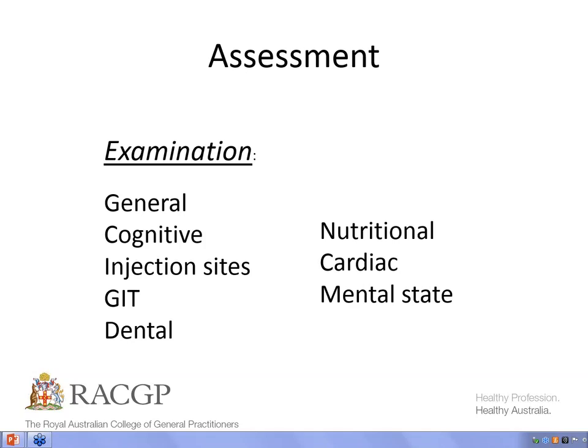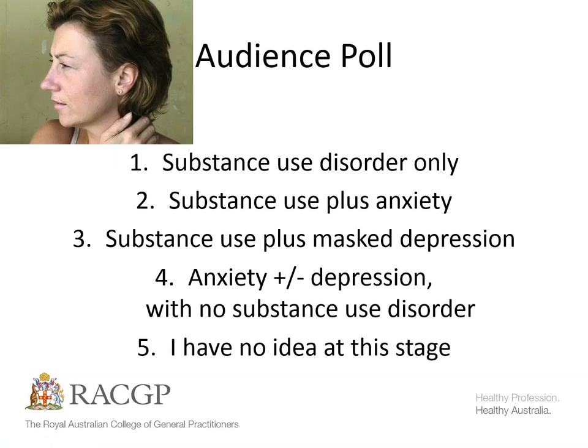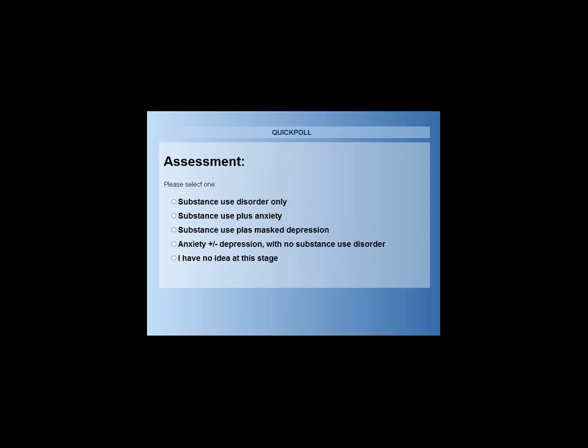Thank you. We'll come back to Mel. I want to ask the audience now, more polls. What category would you put her in if you were to label her? So again, writing down 1, 2, 3, 4, or 5. Substance use disorder only, substance use plus anxiety, substance use plus a masked depression, anxiety plus or minus depression with no substance use disorder, or really, I've got no idea at this stage.